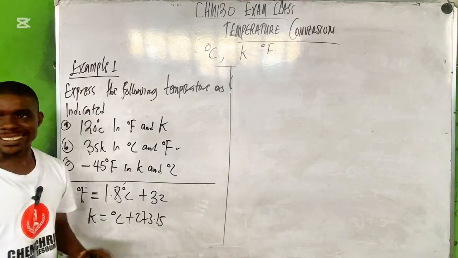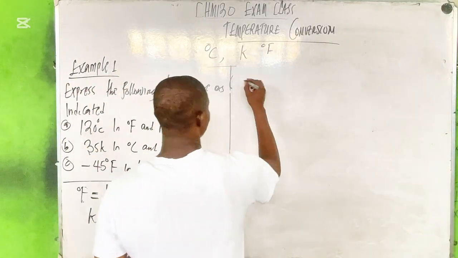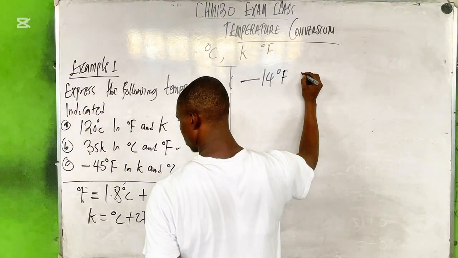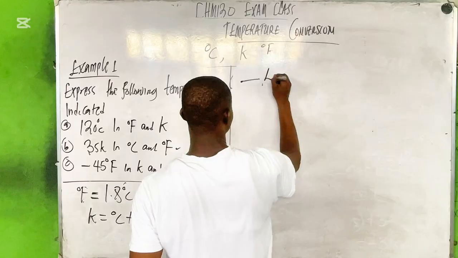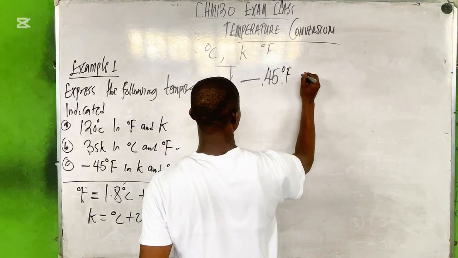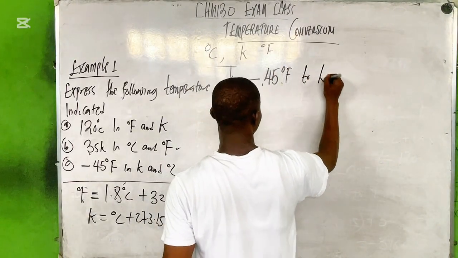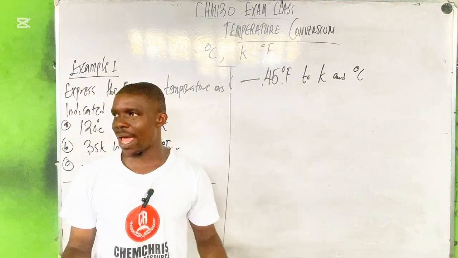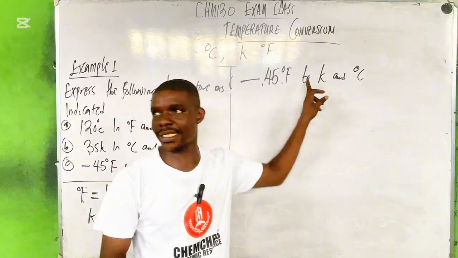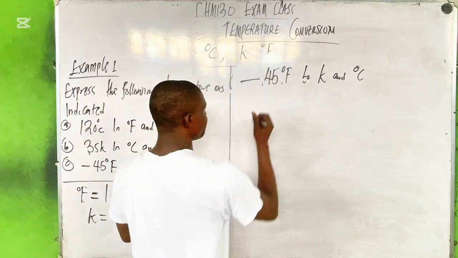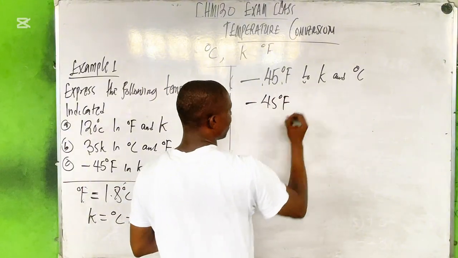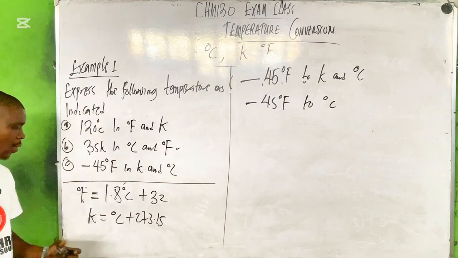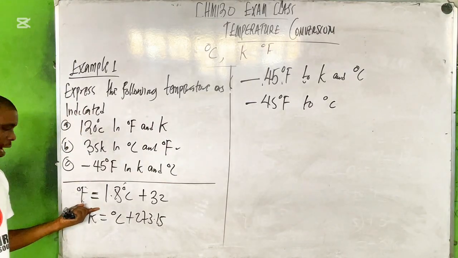So yeah, the C part, we are moving from minus 45 degree Fahrenheit to Kelvin, right? Now, there is no way we can convert this one to this straight, right? So we must first convert minus 45 degree Fahrenheit to degree Celsius, right? So what formula are we going to use here? We are going to use this formula, right?